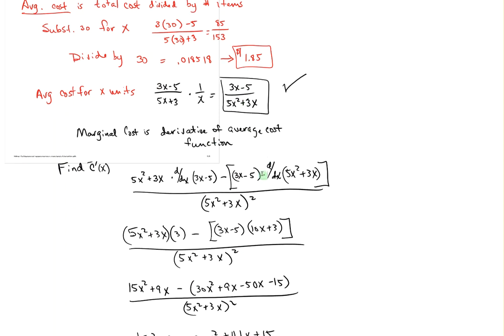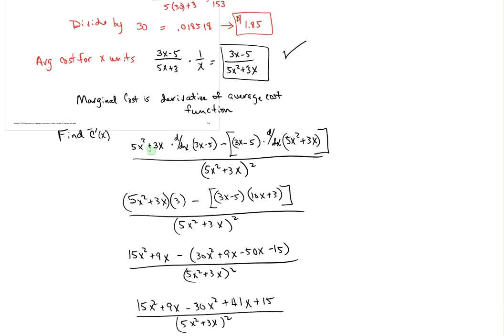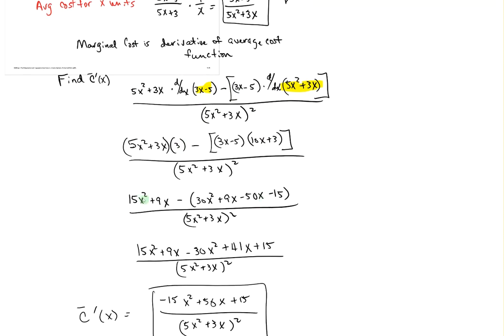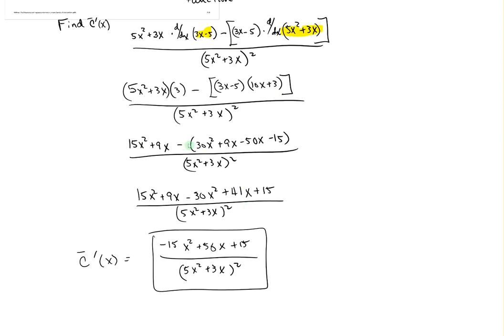We've got to do the whole thing. So bottom times derivative of the top. Let's go ahead and keep that theme going here. And minus the top times derivative of the bottom over the bottom squared. That derivative is 3. That derivative is 10x. Down here, we go ahead and do the multiplication for both of those. Then we'll distribute that minus we've got here.